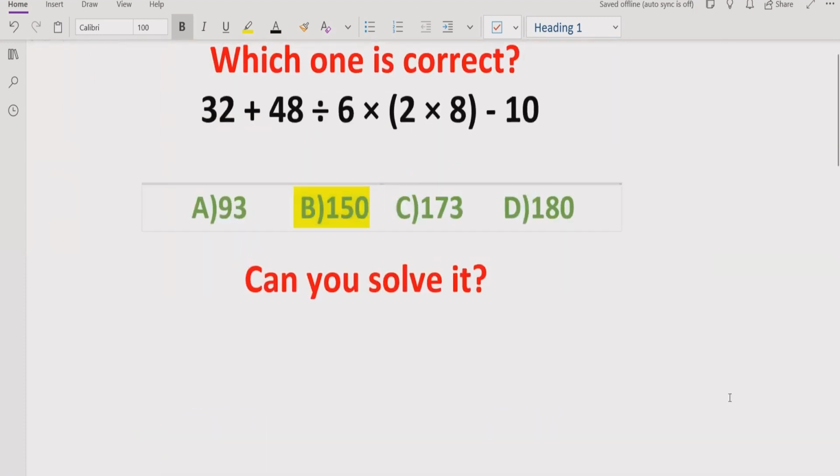I hope you understand how you can solve this expression step by step using the PEMDAS and BODMAS method and get the correct result. So that's it for today.